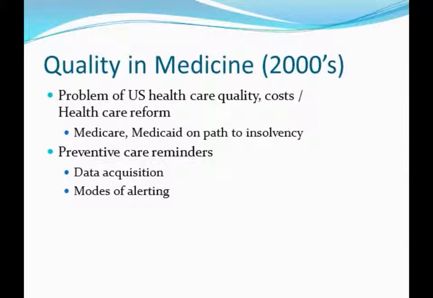And then in the later 2000s, though much of the 2000s was leading to it with the Institute of Medicine report on Crossing the Quality Chasm, there was the recognition of the problem with the U.S. healthcare quality and costs, and as I've already discussed, in terms of that inefficiency and lower quality. And this is part of the overall drive around healthcare reform. Medicare and Medicaid, as we see, they're on a path to insolvency without some type of reform. That's led to some significant actions at the federal level.